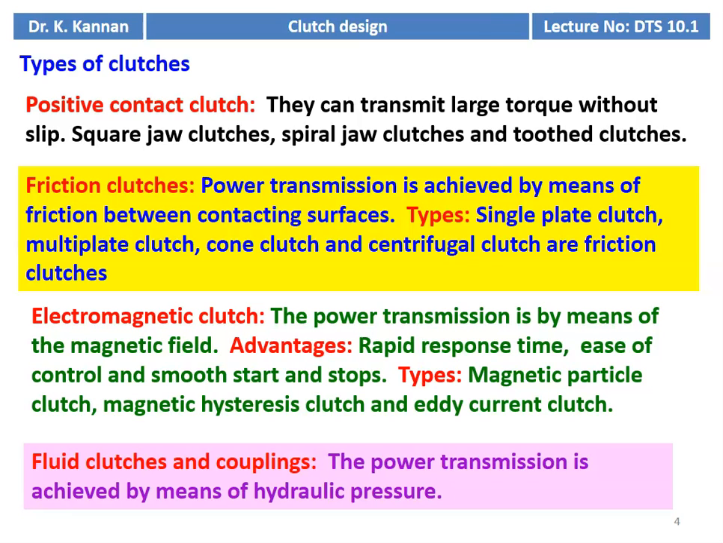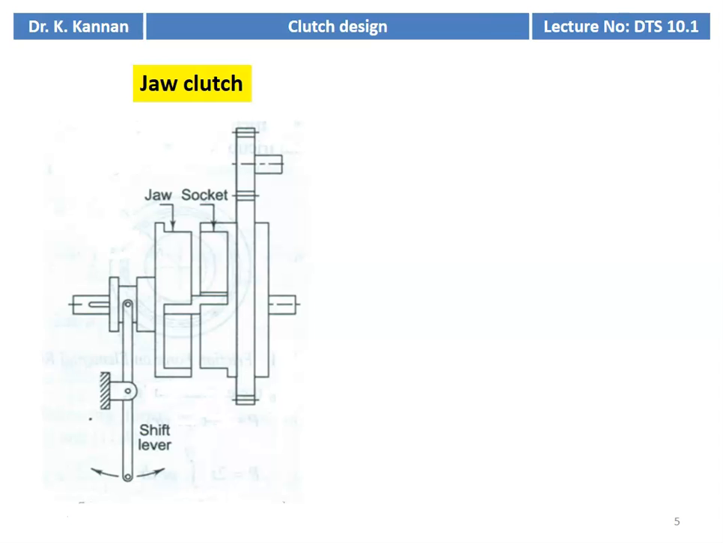And finally we have the fluid clutch and the fluid coupling. The power transmission is achieved by means of hydraulic pressure. In a thermal engineering laboratory, you would have conducted some experiment with the hydraulic dynamometer. That is one example of the hydraulic or fluid clutch. And the first example, the positive displacement clutch, the jaw clutch. Look at the diagram. We have a jaw and the socket.